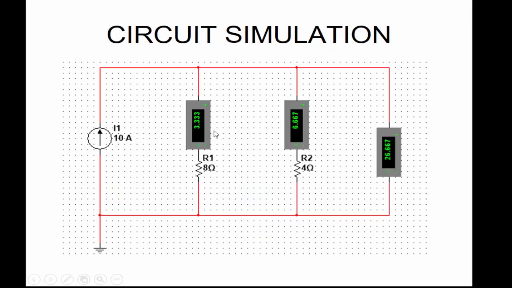Now this is a circuit simulation that really gives you the results you're looking for. If you see here, this is 3.3 amps as calculated, this is 6.67 amps as calculated, and this is the voltage that we were looking for. Even by software simulation, this is verified.